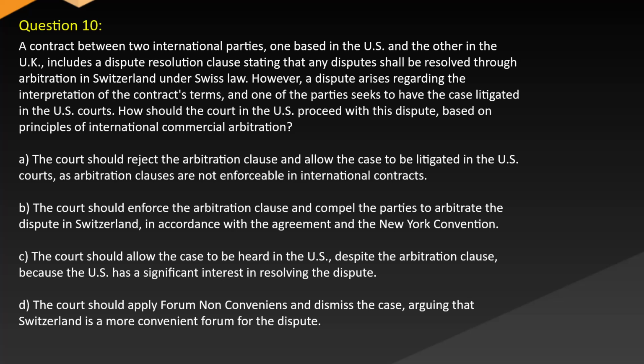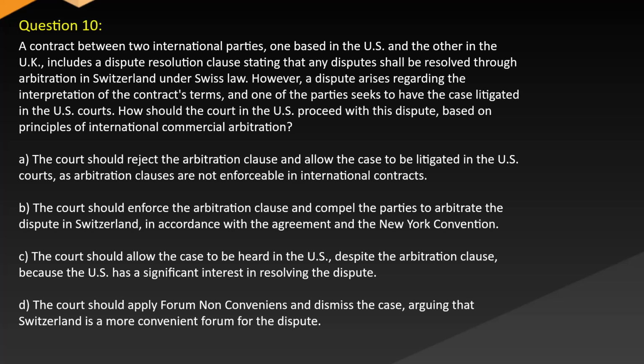Question 10. A contract between two international parties, one based in the US and the other in the UK, includes a dispute resolution clause stating that any dispute shall be resolved through arbitration in Switzerland under Swiss law. However, a dispute arises regarding the interpretation of the contract's terms and one of the parties seeks to have the case litigated in the US courts. How should the court in the US proceed with this dispute based on principles of international commercial arbitration?